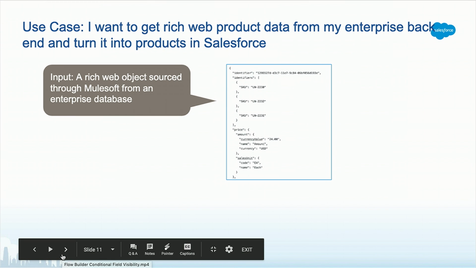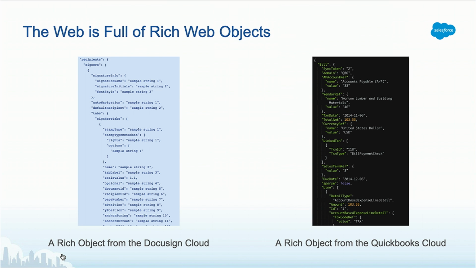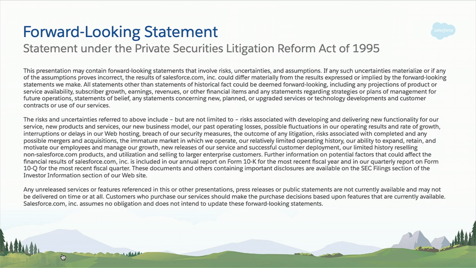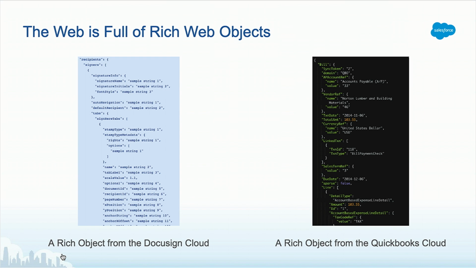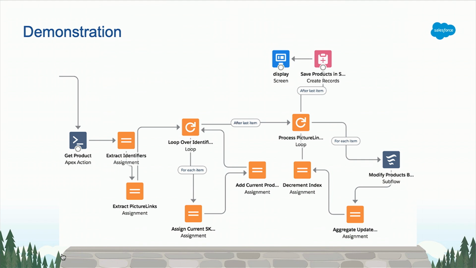What we want to do here is create 3 product records in Salesforce so that we can work with that data. So, oh, I'm going backwards. Wrong button. Okay, so we're going to create 3 records in Salesforce. And this is the flow that I'm going to use. There's no visual element to it, so it's going to happen very quickly. I'm going to walk you through this.